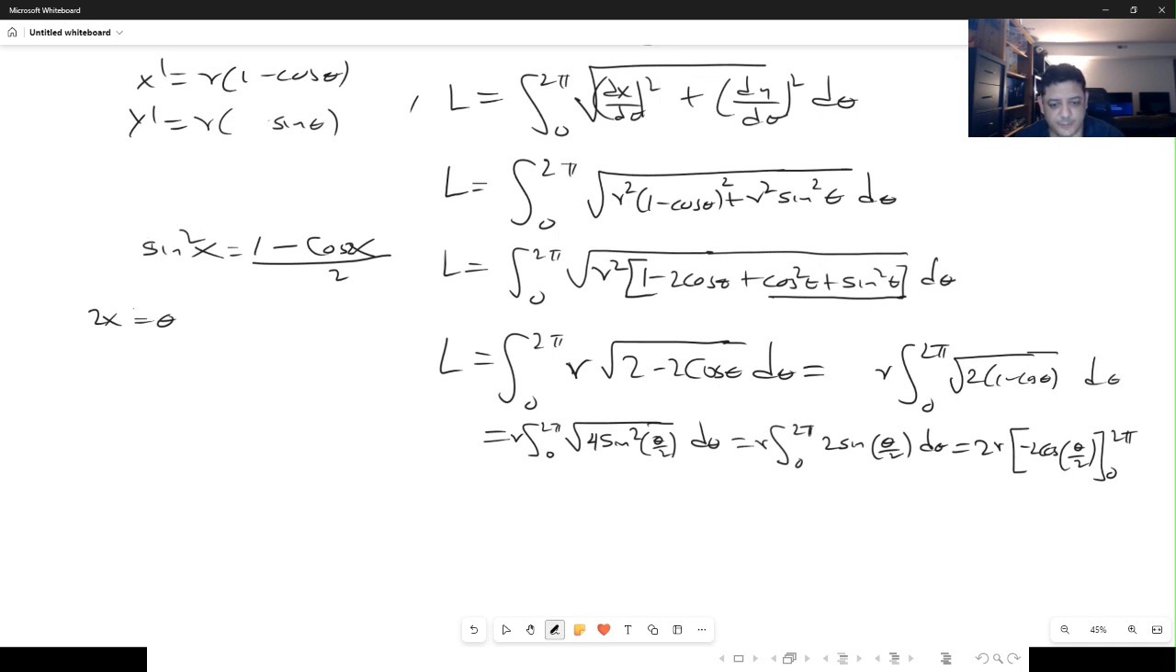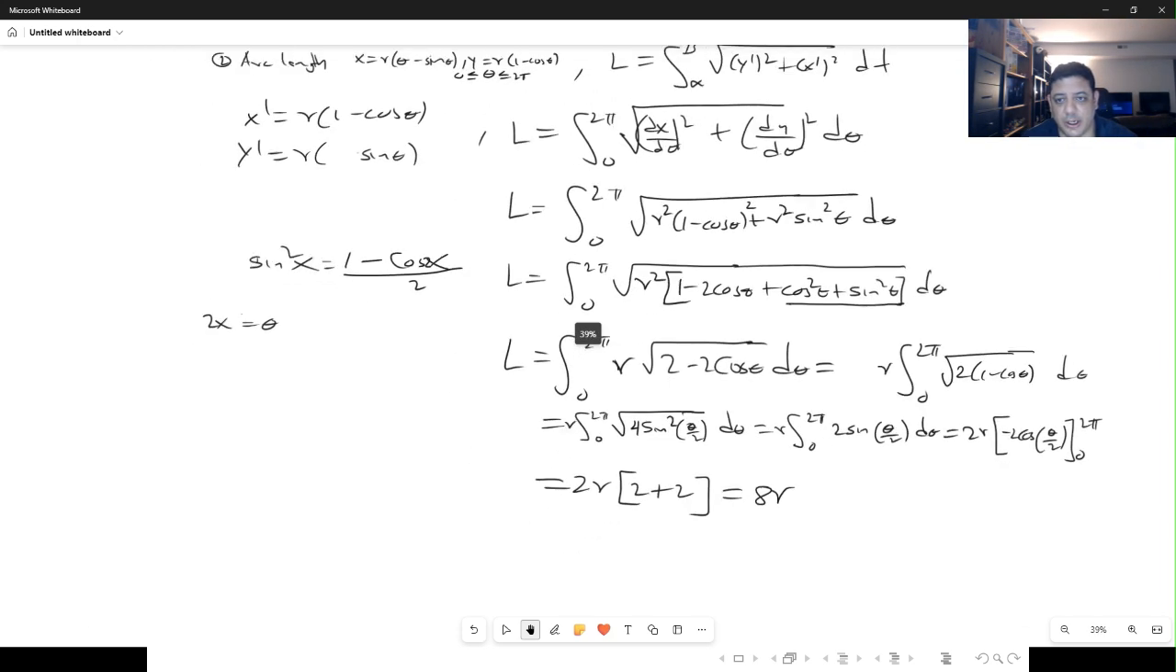And then at this point, I just plug in the values. Cosine of pi is minus 1. So I'm actually going to have that this is 2r times 2 plus 2. Notice that cosine in here is also 1. So I get to have, because cosine of pi is minus 1, this shifts the value here. And then the minus with the minus becomes a plus, and it gives me another 2. So this is going to be 8r. Okay? And so that is the example for arc length.